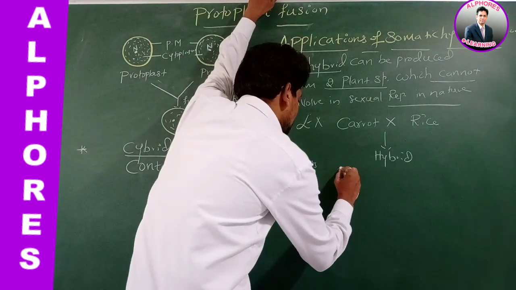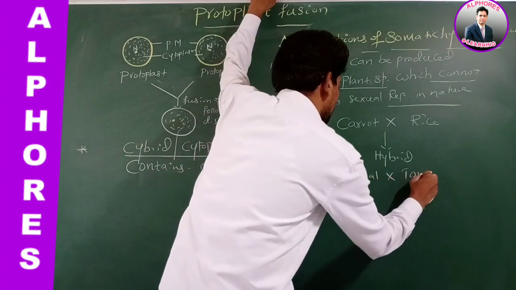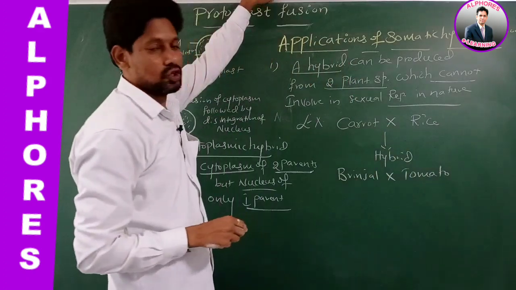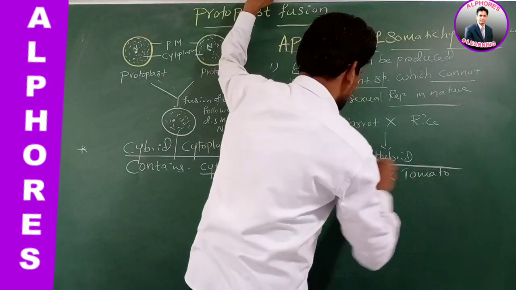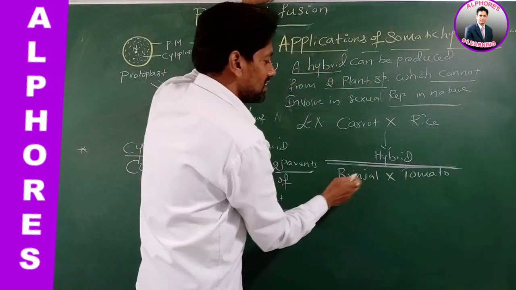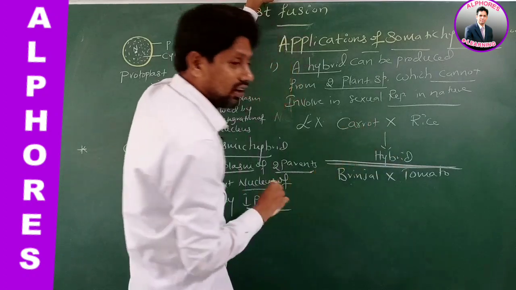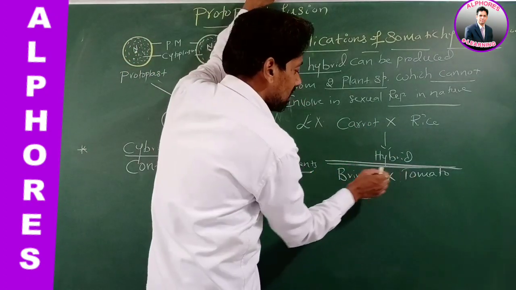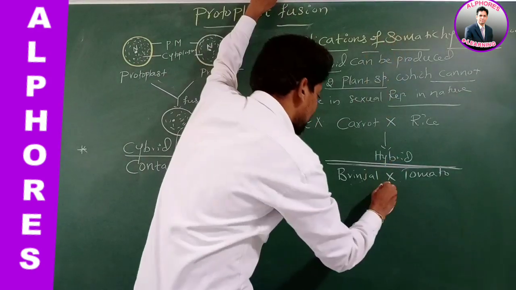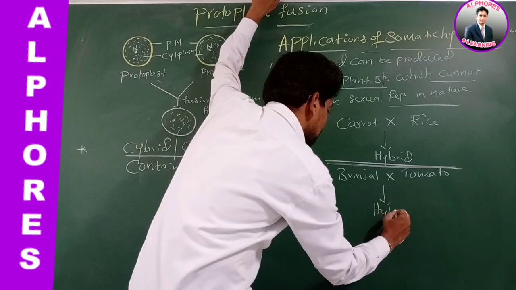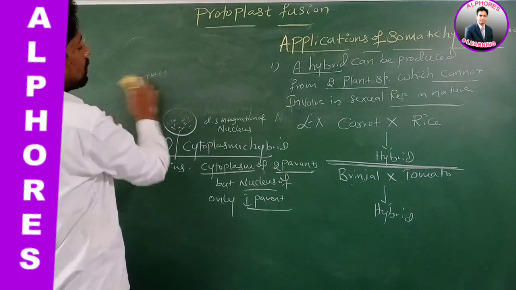Number 2, second example. Take a brinjal. Take tomato. Brinjal and tomato. Sir, this is one type of plant species. This is another type of plant species. Is sexual reproduction possible between these two plant species in nature? No. In nature, sexual reproduction is not possible between these two plant species. In this case also, by somatic hybridization, a hybrid can be produced.